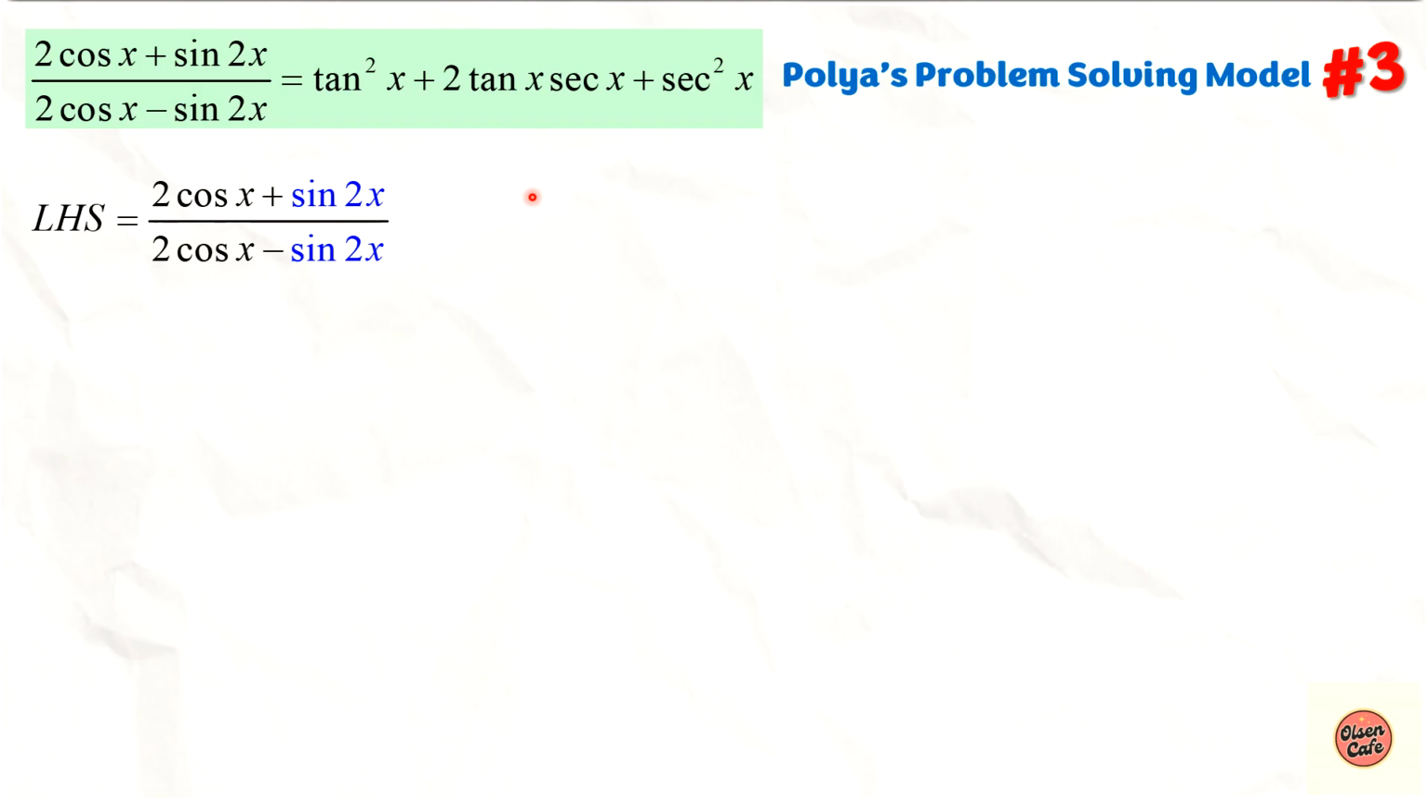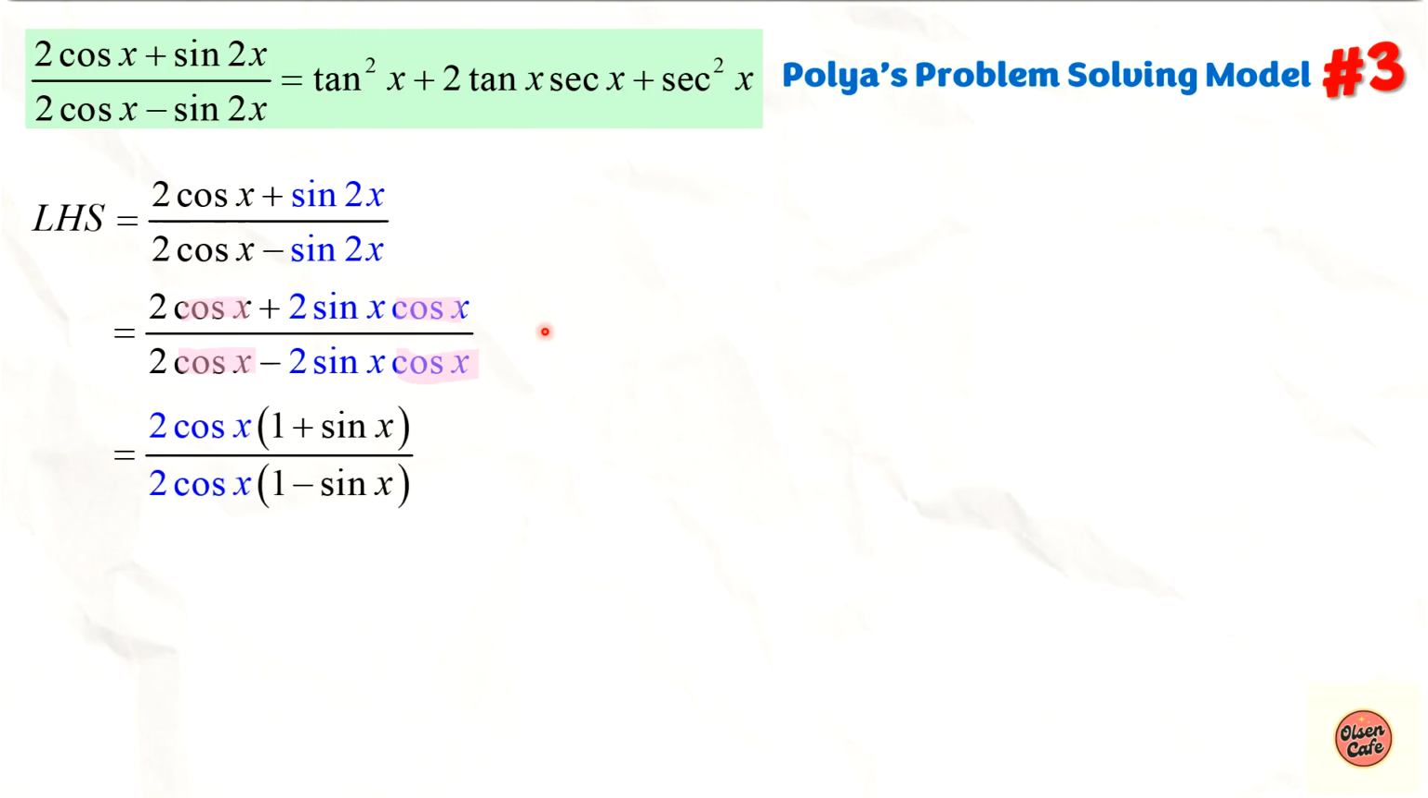If you are familiar with the double angle formula, we know that sine 2x is equal to 2 sine x cosine x. So I apply this identity, and I also observe that I have a common factor. Besides 2, I notice that cosine x is common in the numerator and also common in the denominator. So I'm going to factorize out the 2 cosine x. This will give us 2 cosine x times 1 plus sine x in the numerator and 2 cosine x times 1 minus sine x in the denominator.